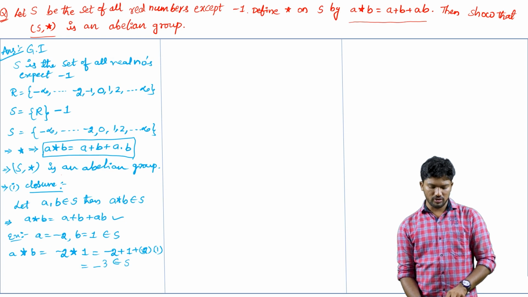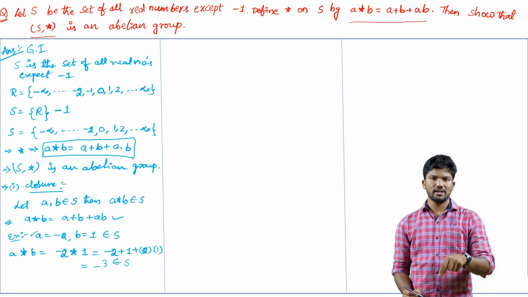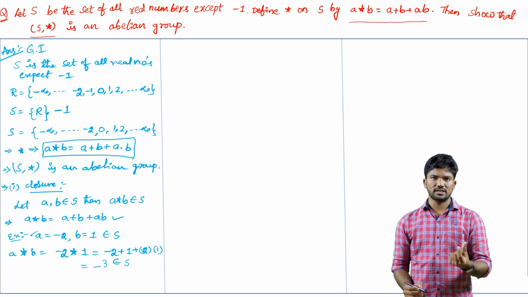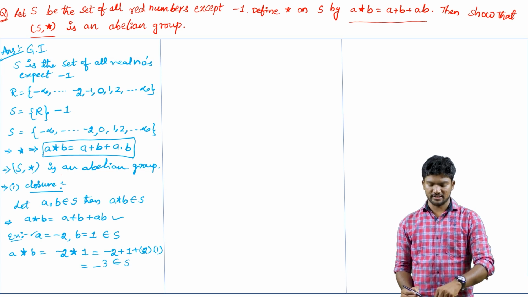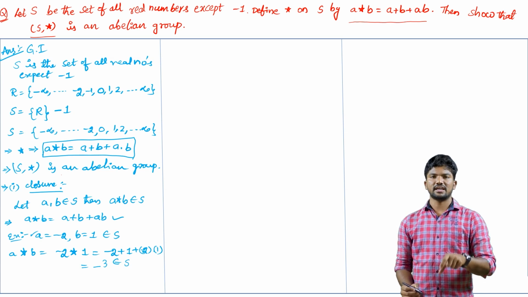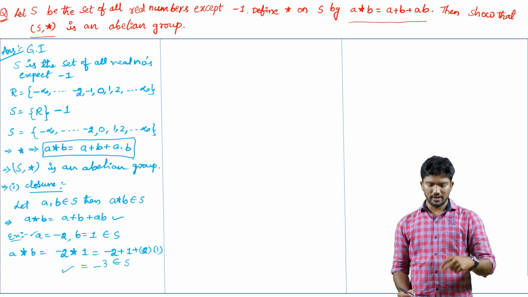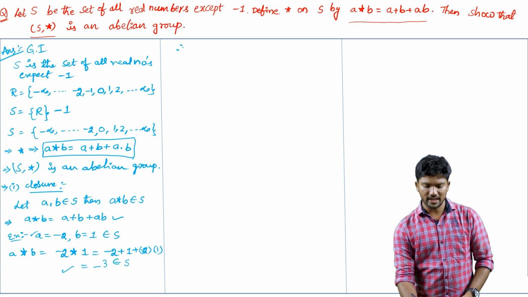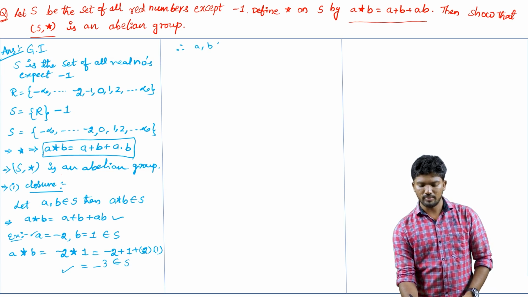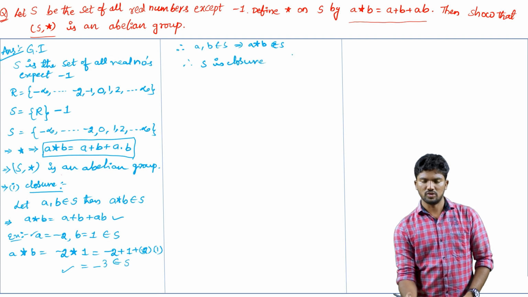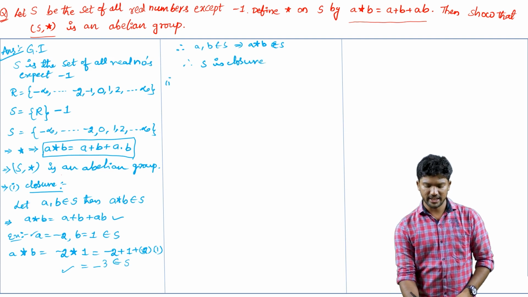Okay. So first of all, we took A is equal to -2, B is equal to 1, and their binary operation value A star B is equal to -3. That -3 is also part of the set of real numbers except -1. So in this format, we can get clarity from the given property. Therefore, clearly we can say that if A comma B belongs to S, then their operation A star B also belongs to capital S. So we can say that S is closed.